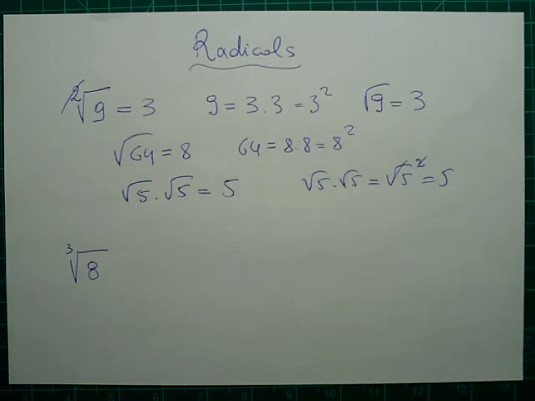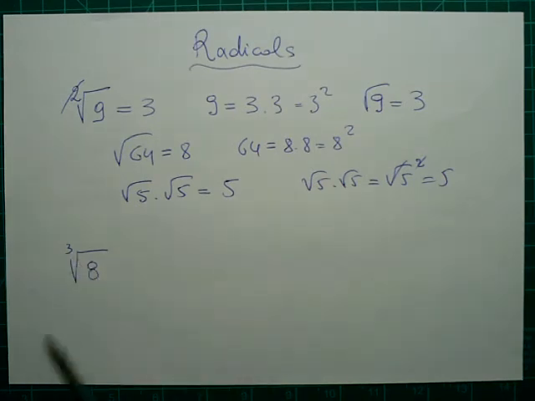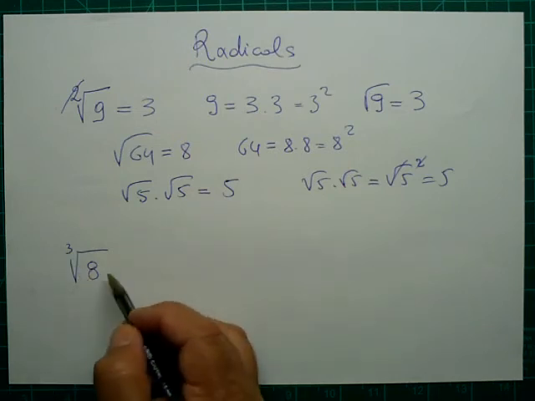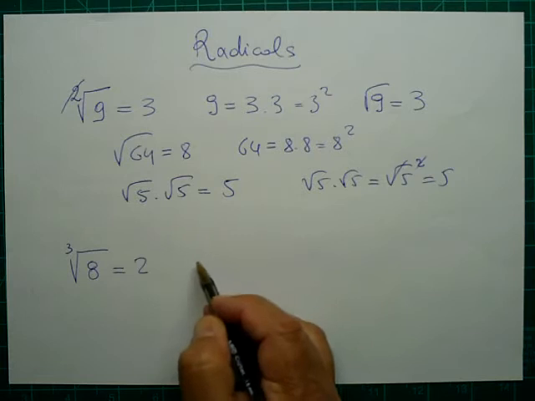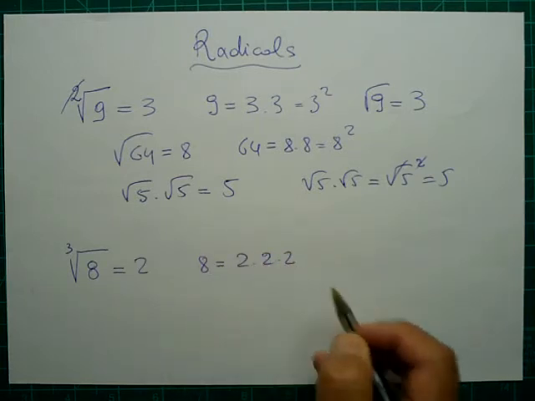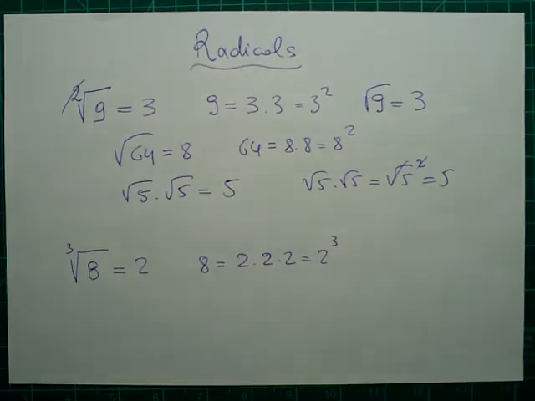Well, let's go to another root. It's the cubic root. Here we have the index 3. The cubic root of 8 is 2 because 8 is equal to 2 times 2 times 2 or 2 raised to the power of 3 or 2 cubed.